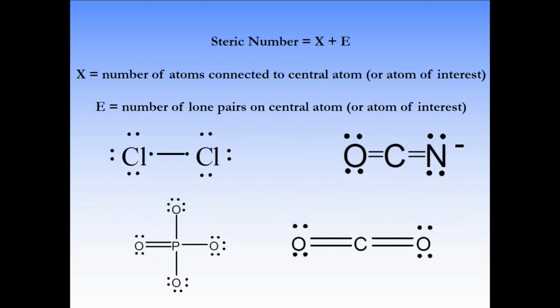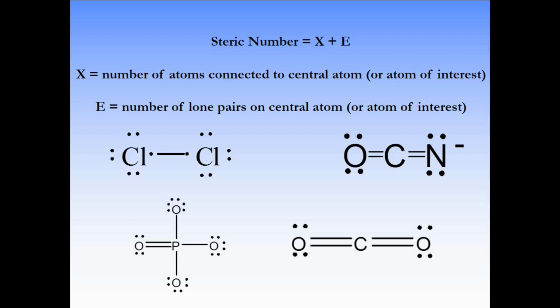A helpful idea when using VSEPR theory is the notion of steric number. Steric number is going to help us predict the way that these electron pairs are going to orient themselves to try to get away from each other. And the steric number, basically you just sum up the number of atoms connected to your atom of interest and the number of lone pairs.